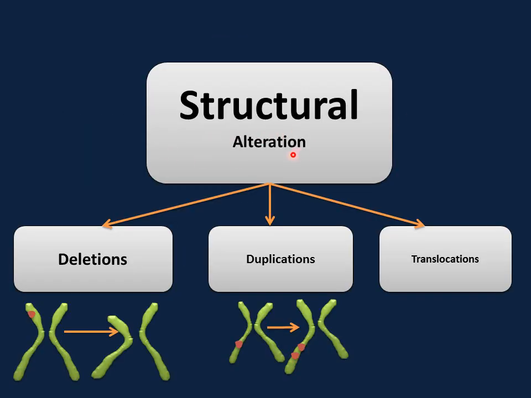Structural abnormalities or aberrations are deletions, duplications, and translocations. Deletion means a part of the chromosome, or a sequence of DNA, is lost during DNA replication. You see here the genetic material is missing in this area. This is called deletion. Or the opposite: a part of a chromosome or DNA sequence is duplicated during DNA replication. The translocation we will explain in the next slide.